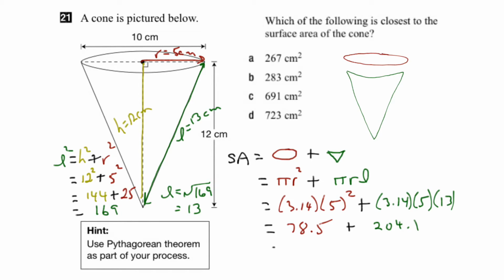And when we add those together, we end up with 282.6. And the units here is area, so that would be centimeters squared. And if we look down our list of options here, we can see that B is the closest area of the cone. And there you go.